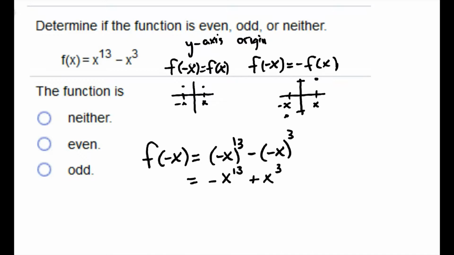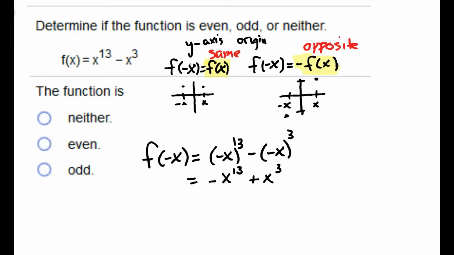So once I do that calculation, what I'm trying to figure out is if that calculation equals the same as the original function or the opposite of the original function. Y-axis symmetry would be the same as the original function. Origin symmetry would be the opposite.